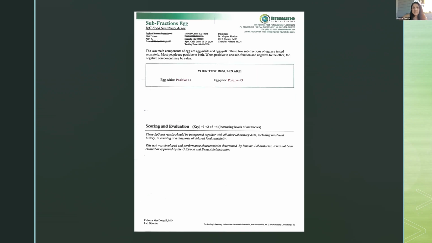Similarly, with the egg subfractions, we can find out if the patient can eat egg white or egg yolk, either one. In this case, she's highly reactive to both egg whites and egg yolk, +3 for both. So she should definitely eliminate eggs from her diet for the 90 days.